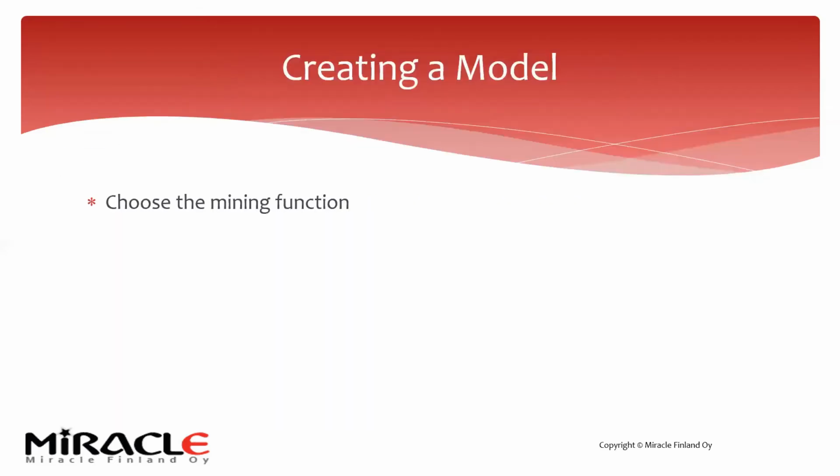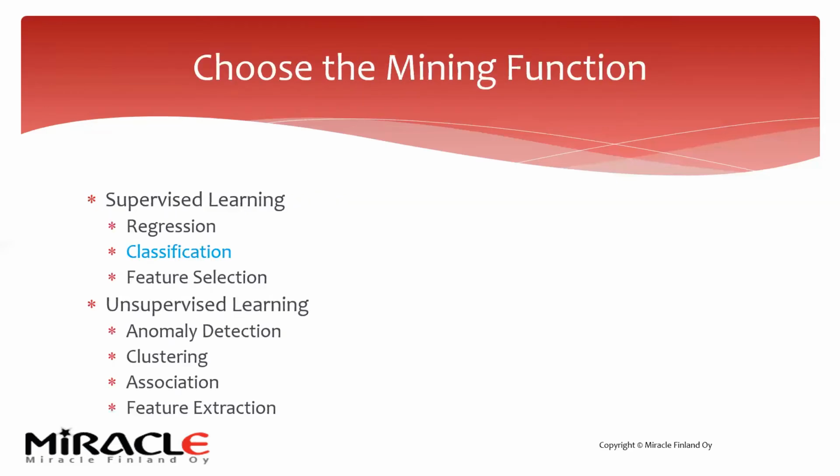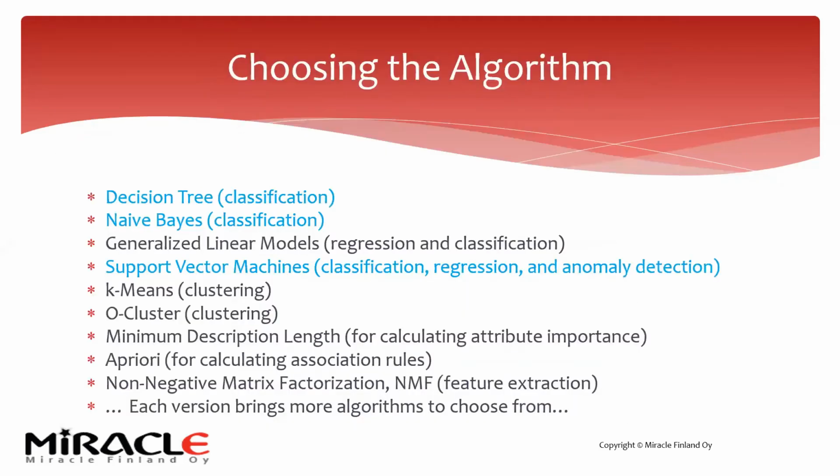So when you create a model, you choose the mining function, you choose the algorithm, you create and populate the setting table. So here I choose the mining function. Do I use supervised or unsupervised? I use supervised, and I use classification because I'm classifying the beers. The next question is, what algorithms do I want to use? Depending on your Oracle version, you have different algorithms for classification. In my example, I only take 3: decision tree, naive Bayesian, support vector machines.